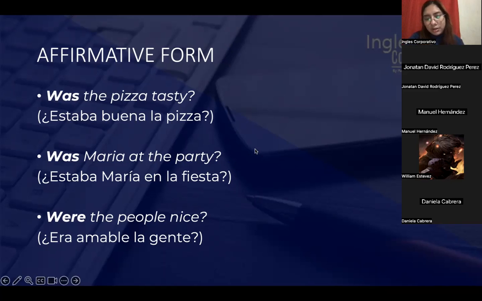Tenemos, did she watch the film yesterday? How are you going to answer? Esta es una short question. Esta es una pregunta cerrada, ¿ok? ¿Por qué? Porque no lleva una WH. Entonces vamos a responder, yes, she did. Did she watch the film yesterday? Yes, she did. Así vamos. Okay.